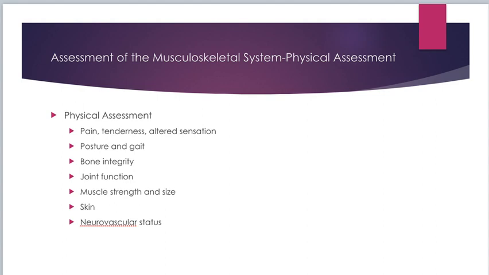We want to do our neurovascular assessment, also sometimes called a circulation check. So palpation of the pulses in the extremities, especially distal to any injury, sensation, movement, color, temperature, pain, always comparing one side to another.